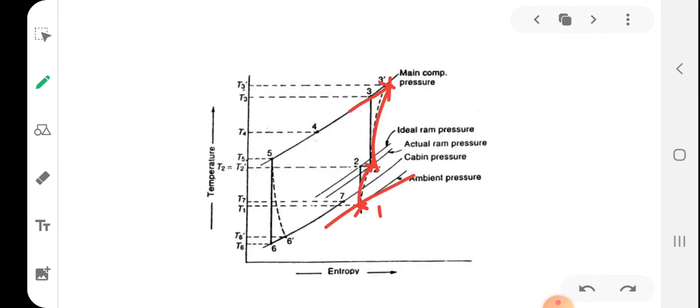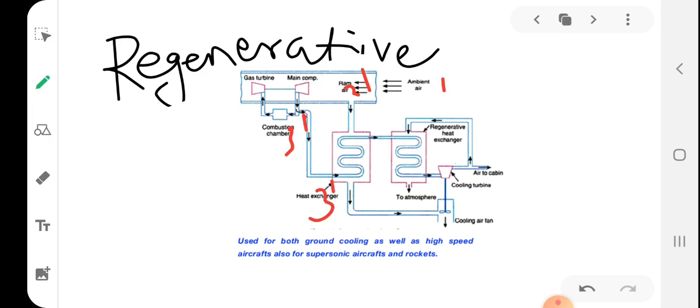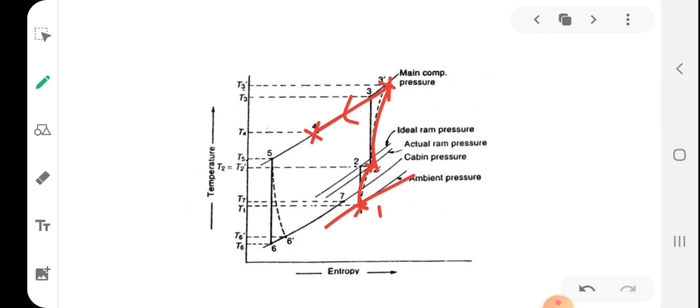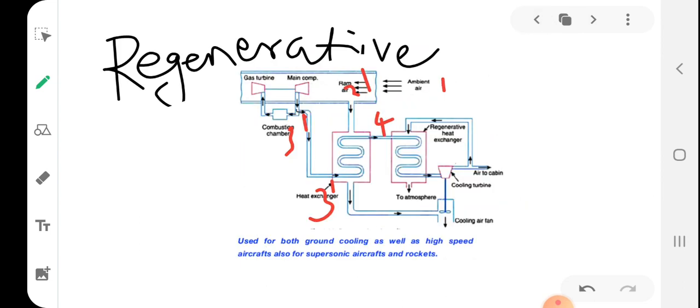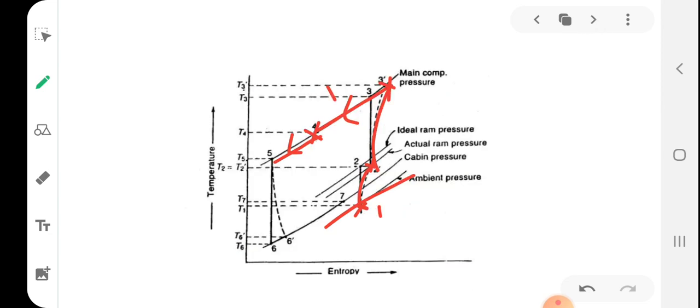From 3 dash to 4, what happens? Cooling, constant pressure cooling in the heat exchanger. Again 4 to 5, what happens? Cooling takes place. So 4 to 5, cooling takes place in the second heat exchanger. So this is the first heat exchanger, this is the second heat exchanger. Again 4 to 5, constant pressure cooling takes place.